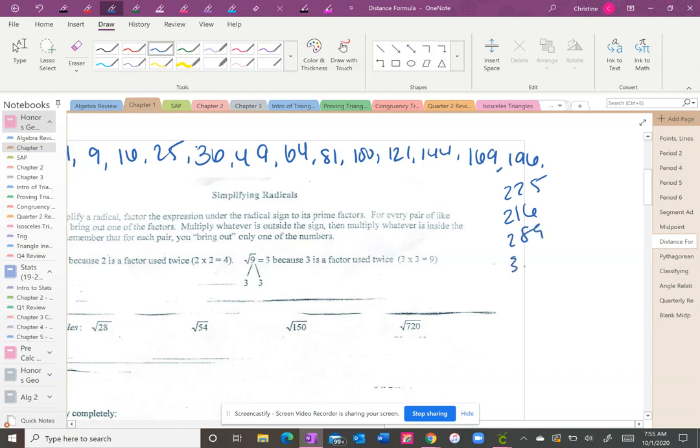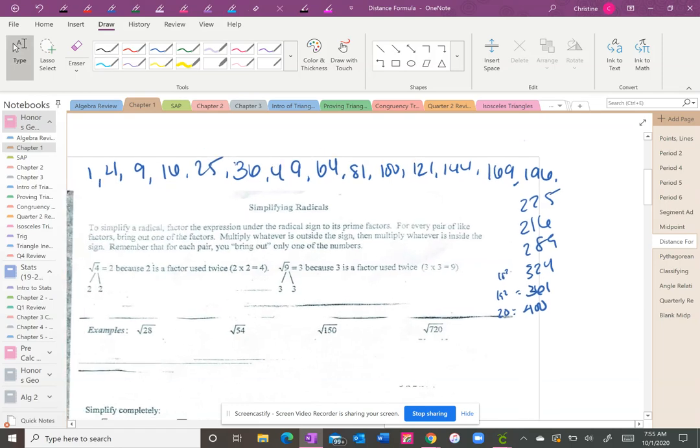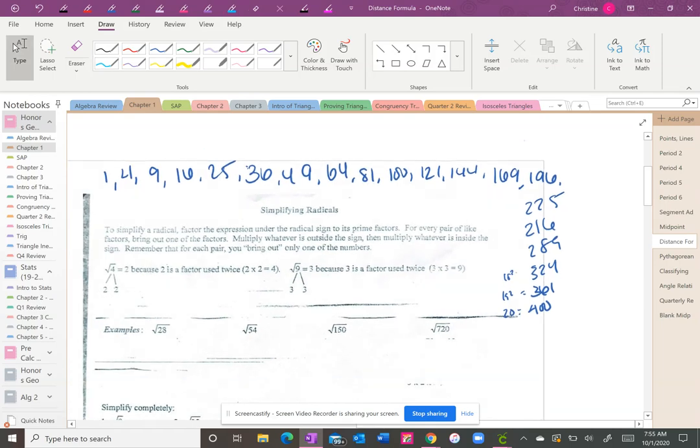I think it's 324. I think 18 squared is 324. Let's see if I'm right. Let's see if I know math. 18 squared, correct. 19 squared, I'm going to go up to 20. Why not? I don't have anything else to do. Just might as well keep squaring numbers. 361, and 20 squared is 400. Hopefully we will not get up to these very large numbers. For the most part, our questions will stay relatively small. But here we go.